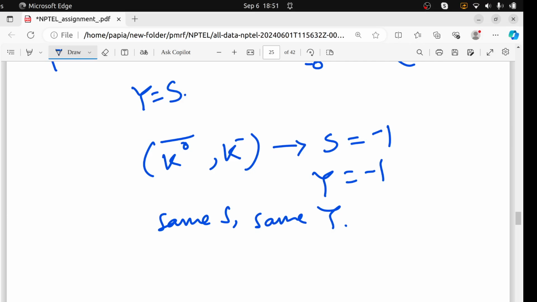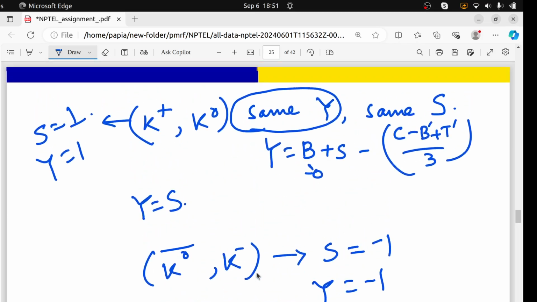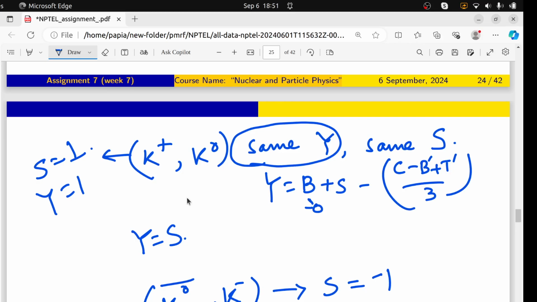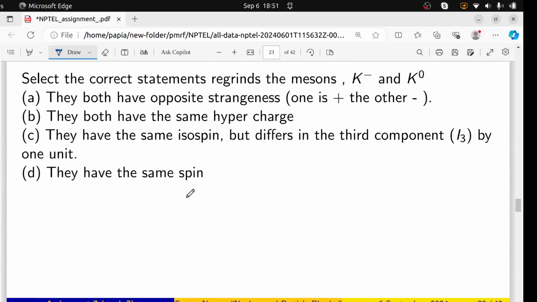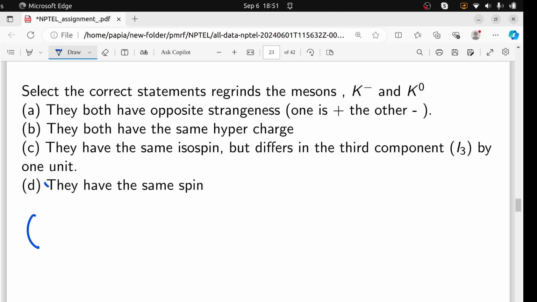I think the concept I am going to tell is clear to all of you. So now we have to remember that K plus K0 is one family, K0 bar and K minus is another family. That's it. Now check the options given in that question. I told you K plus K0 are in one family and K0 bar K minus are in the second family. Now they are focusing on K minus and K0.